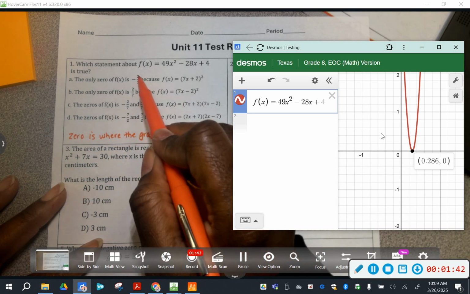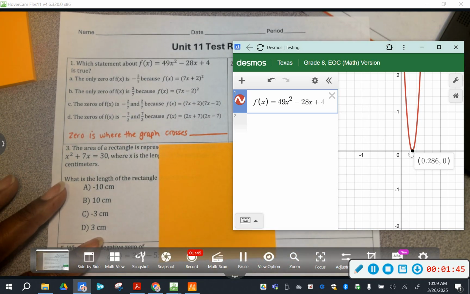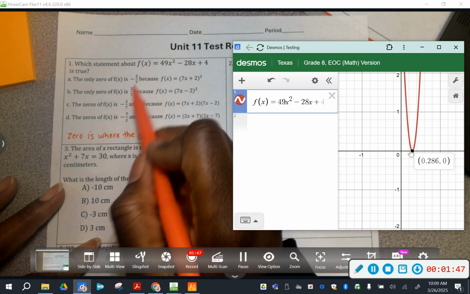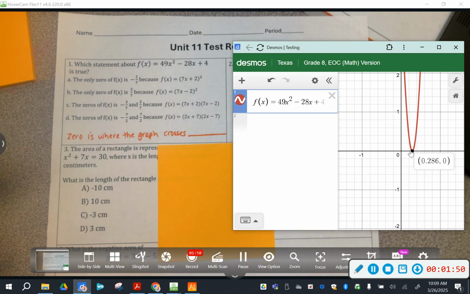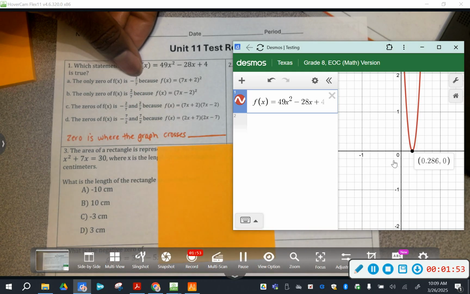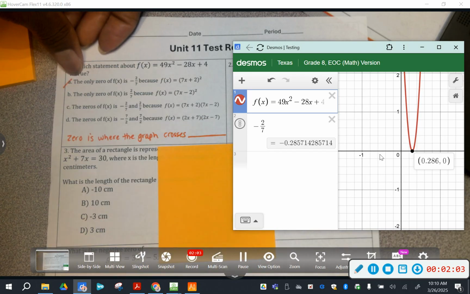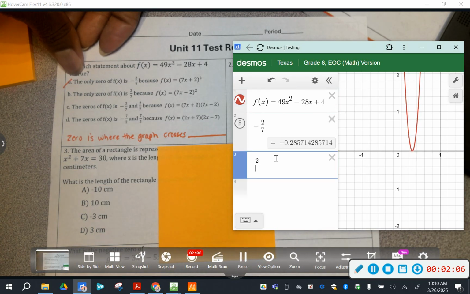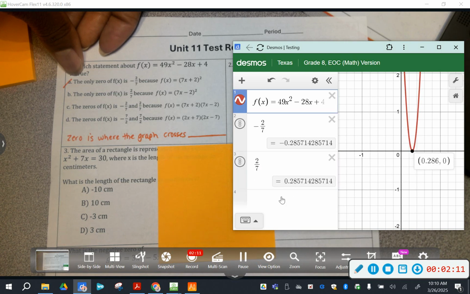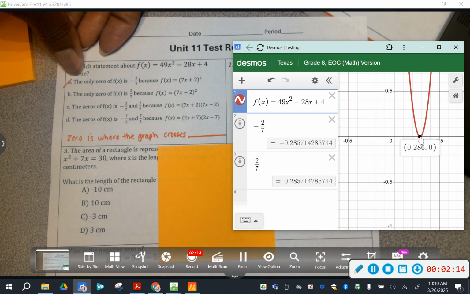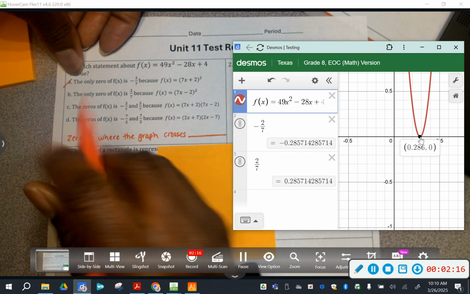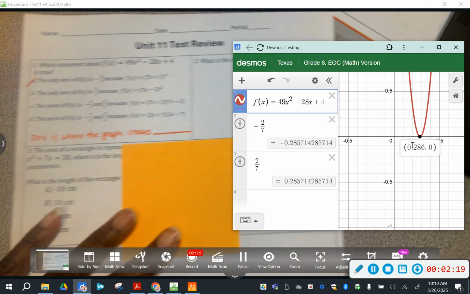Which ones can we eliminate? Wait, there's only one zero. It only touches once and it's positive. This one says there's two different ones. Okay, well, let's just check to see. Negative 2 over 7, if you need to, negative 2 divided by 7. That looks very similar to that decimal number that they rounded, but is it negative? No, so we're not going to choose A. Let's try B, 2 over 7. That looks very similar to that number right here, and there's only one zero. It only touches once. These ones are saying there's two different zeros, so go ahead and circle your final answer for that one. I'm not going to circle it for you.